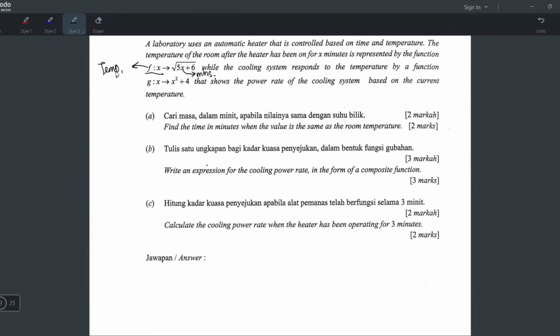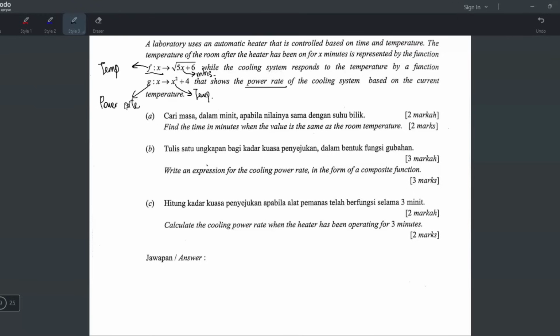So if I want to know the temperature after 2 minutes, then I just substitute x as 2 here and then press this whole thing, then it will come out. Then the answer will be the temperature. Okay, while the cooling system, okay, just now was the heater, now the cooling one, responds to the temperature by another function that shows the power rate of the cooling system based on the current temperature. Oh, so now the x represents temperature and then the g(x) represents power rate. Okay, this is what the question says, I'm not just writing it myself. So you read here, it says shows the power rate of the cooling system.